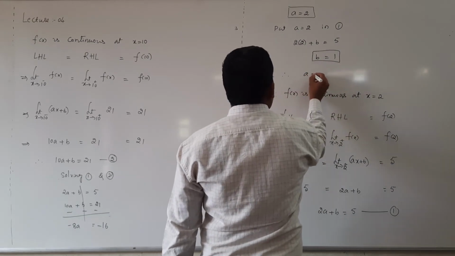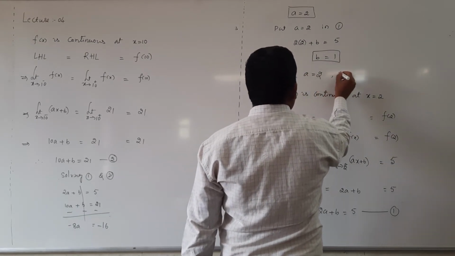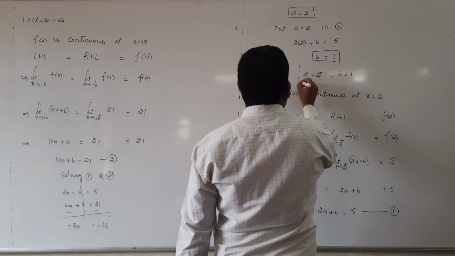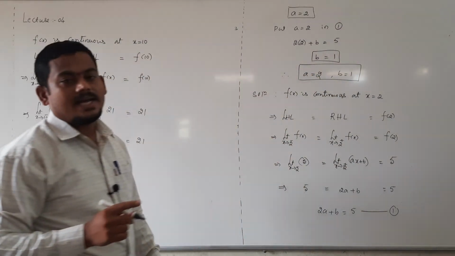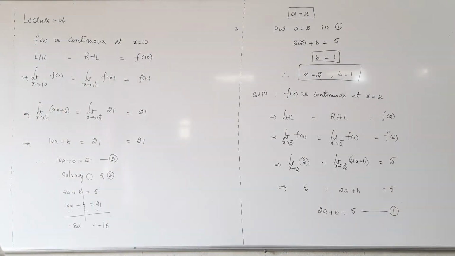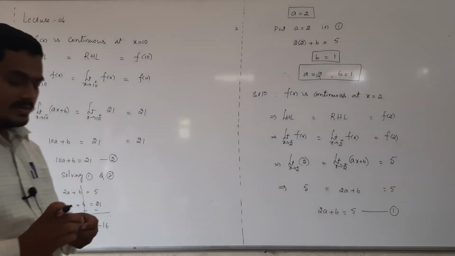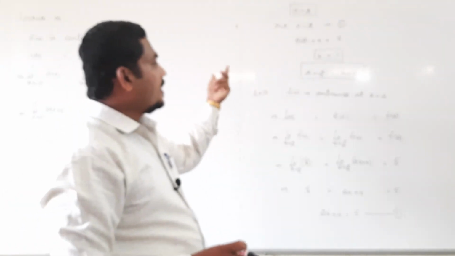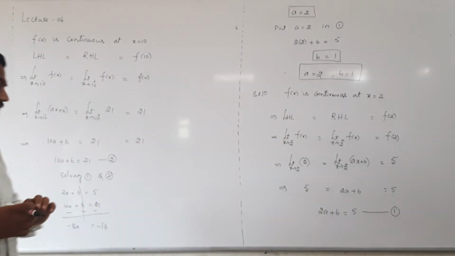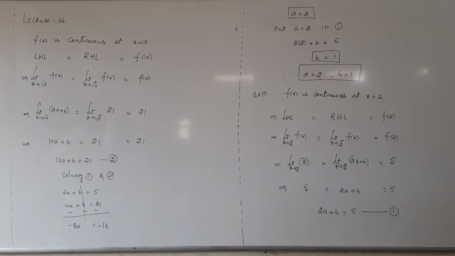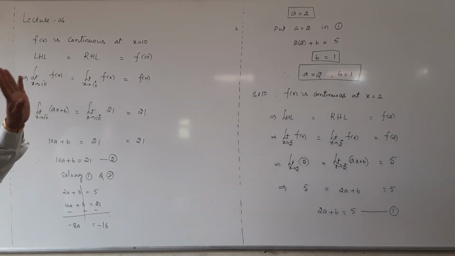Therefore a equal to 2 and b equal to 1, then only this function is continuous at 2 and at 10. It is one of the important questions for 4 marks: find the values of a and b so that the function is continuous.